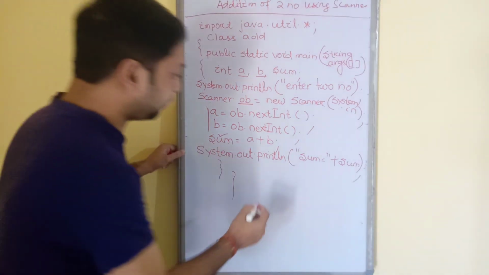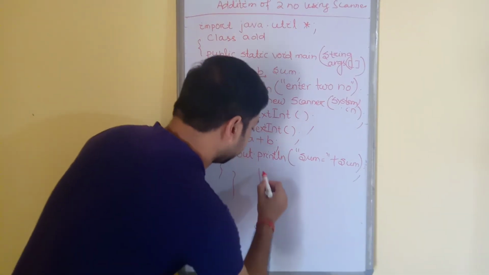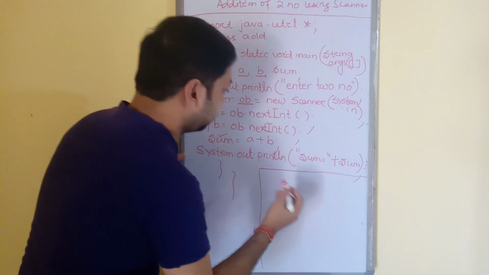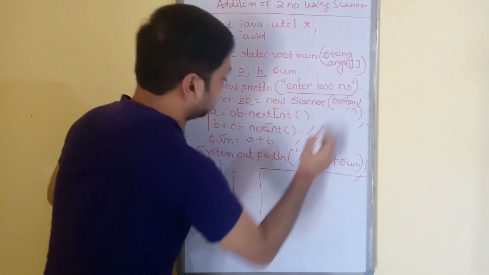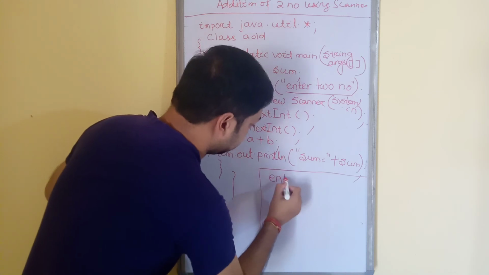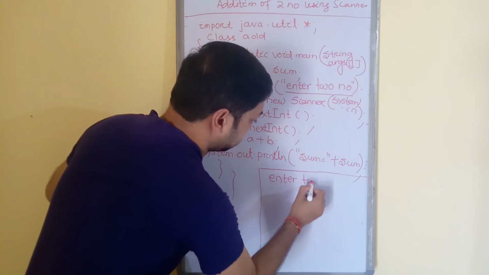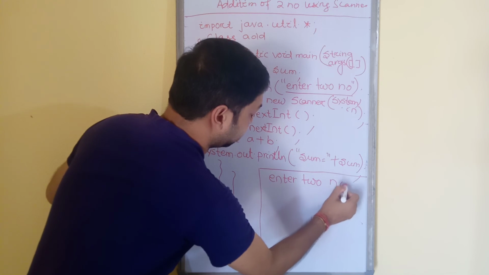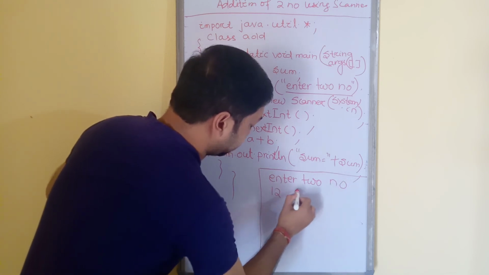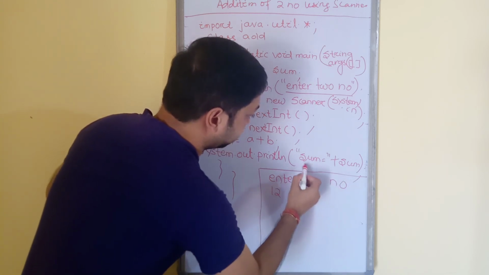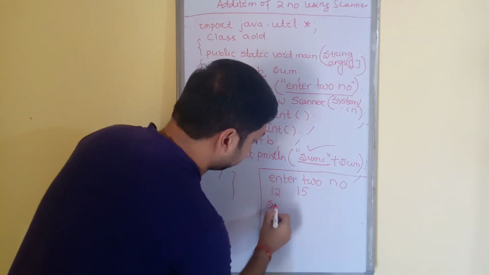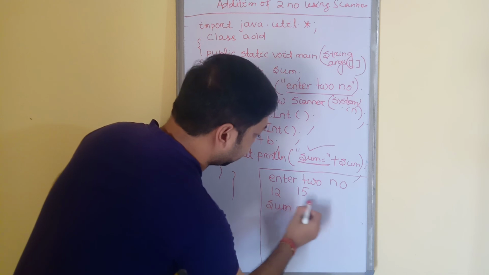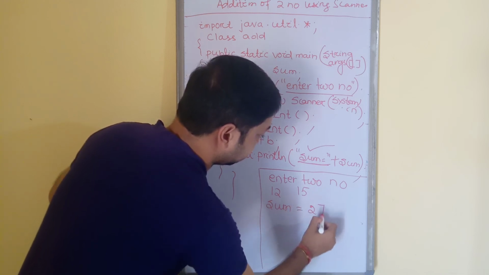Then once you go to the output screen, how will it look? When you run this, it will ask you to enter two numbers. Suppose you enter one as 12 and another as 15. The output will be the message that must be there, sum equals, so 12 plus 15 will be 27.